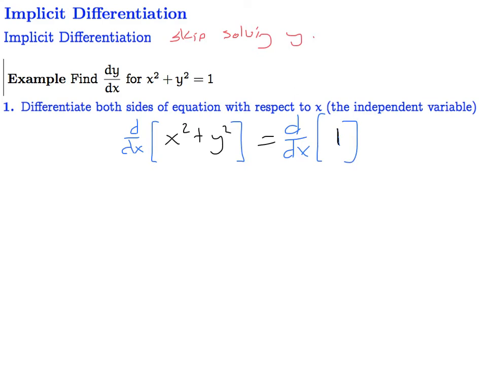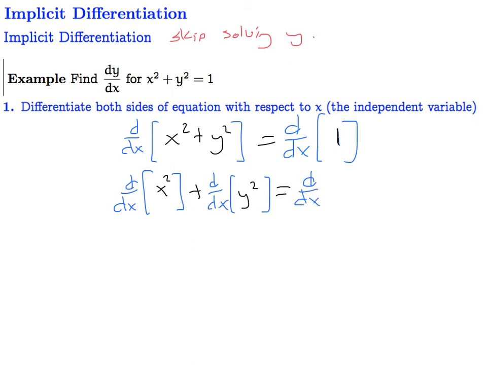And now we want to go through and take the derivatives. So on the left-hand side, this is going to break up into two separate derivatives. The first will be the derivative with respect to x of x squared, plus we need to take the derivative with respect to x of y squared. And all of this will equal the derivative of just 1.